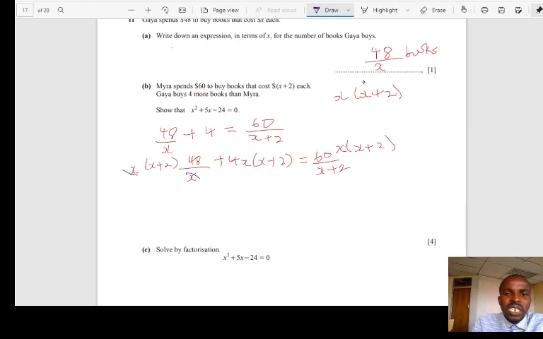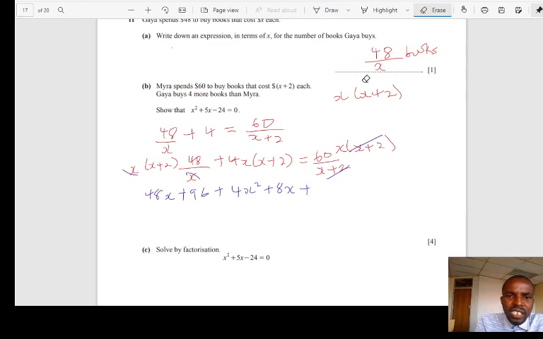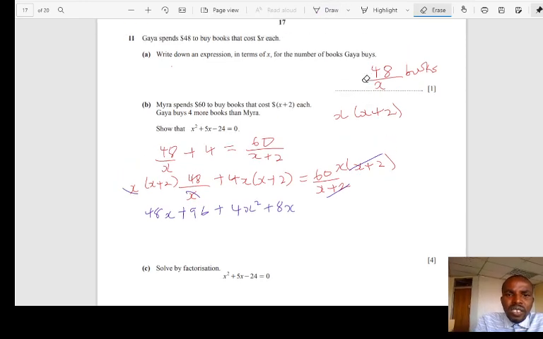Then x will cancel out, x plus 2 will cancel out. You will be left with 48 times x plus 2, plus 4 times x squared, and so on. Let me just remove the brackets right away because of space. So 48 by x is 48x, plus 48 by 2 is 96, plus this one will be 4x squared plus 8x, equals 60x.